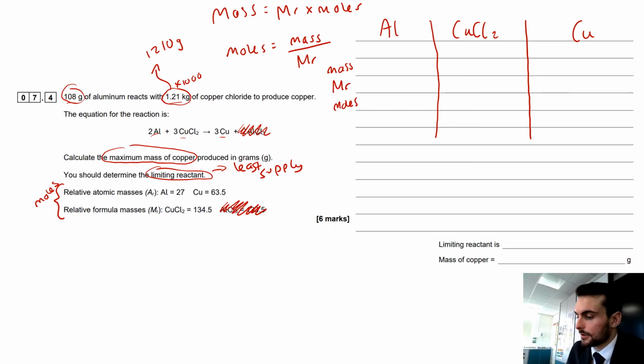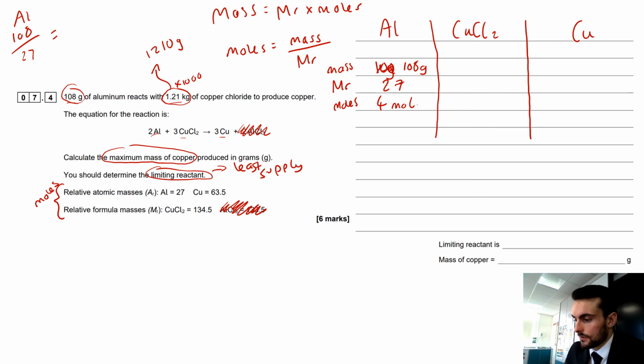So we know the mass of aluminium is 108 grams. And we know the Mr is 27. So we can calculate the moles because we just do, I'll write it over here. So for aluminium, we just do 108 divided by 27 gives us 4 moles of aluminium in this reaction. Let's do the copper chloride.